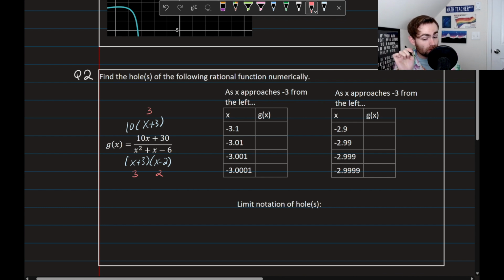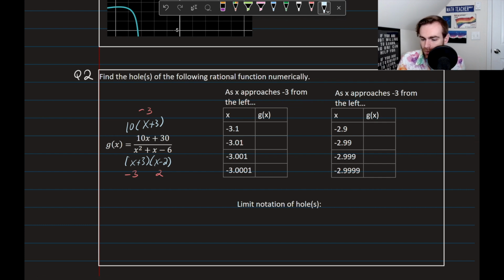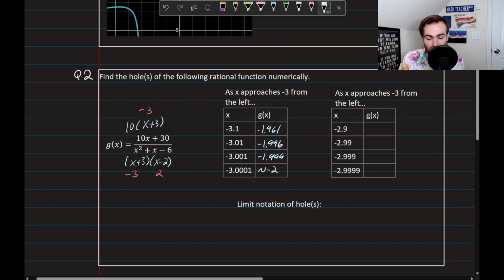So I know that there's a vertical asymptote at 2, but negative 3, my bad, is going to be where the hole is. So we're going to plug in some values to the left of negative 3 and to the right of negative 3 and see what happens. I have gone ahead and done that for us. I got negative 1.961, negative 1.996, negative 1.999, and something really close to negative 2. Then on the other side, we get negative 2.041, negative 2.004, negative 2.001, and something approximately close to negative 2.